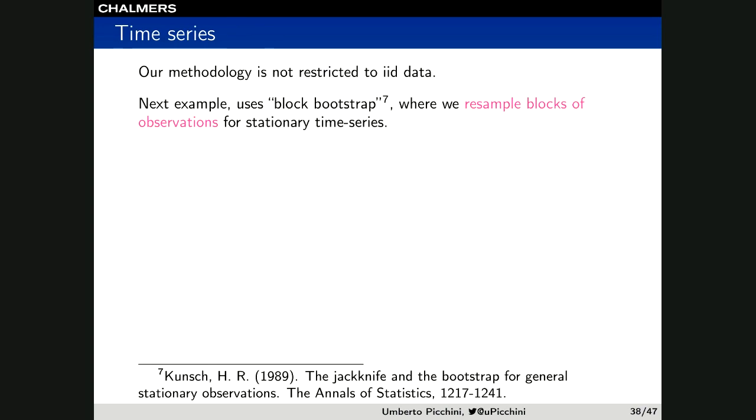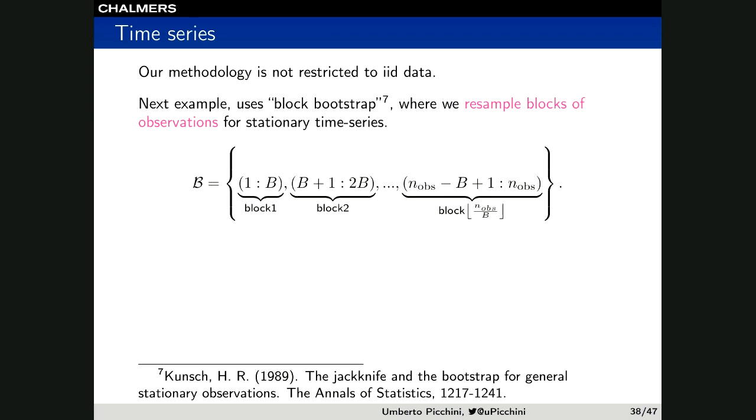So we would like to now do a more complicated example. So time series. Let's assume that we have a time series and we want to use a specific type of bootstrap. It's the block bootstrap that is introduced in this paper, where we don't resample observations, but we resample indices. We resample blocks of observations. So this is what we do. We have, let's say, all our observations. We split them in different blocks of observations, and we resample the blocks, not the individual observations.